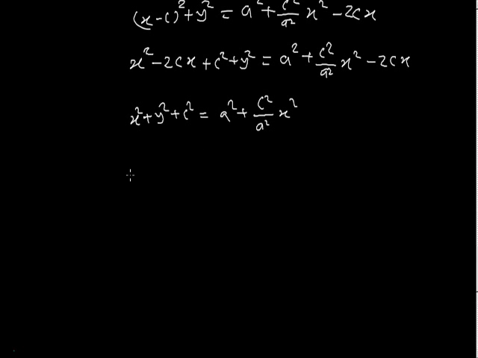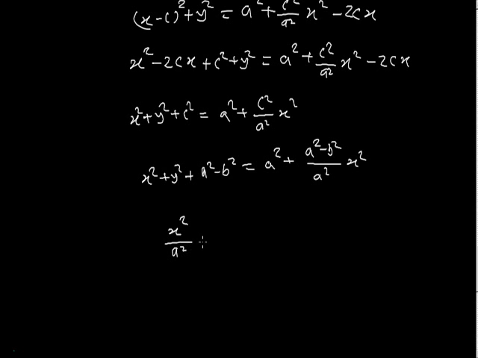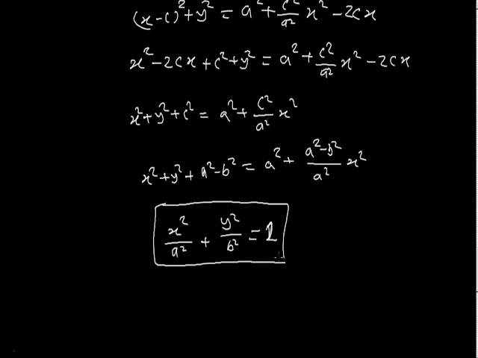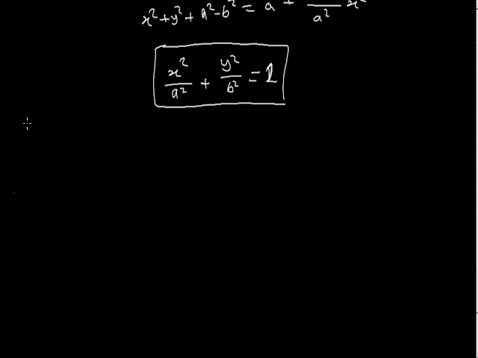Now further we can write it as x square plus y square plus a square minus b square, which is equal to a square plus a square minus b square upon a square times x square. Now after solving this equation we get x square upon a square plus y square upon b square equal to 1, and it is the equation of ellipse. Similarly we can find one more equation.